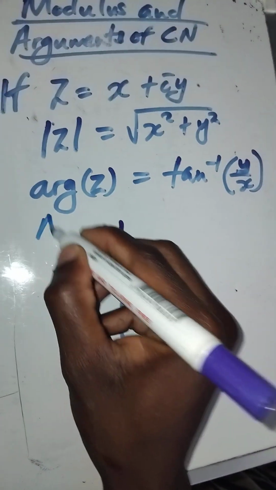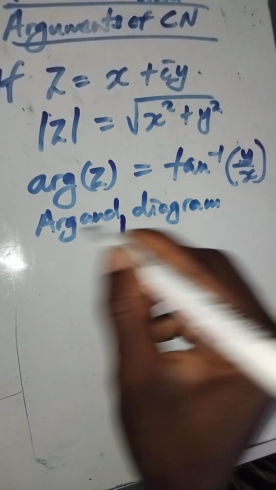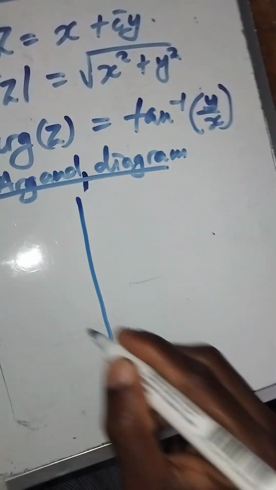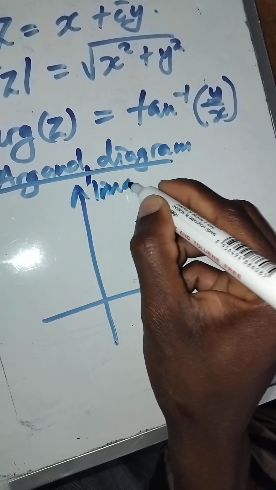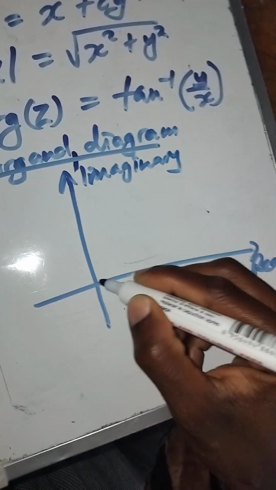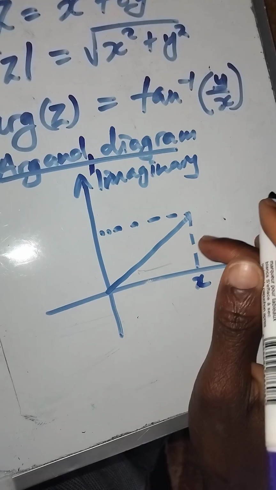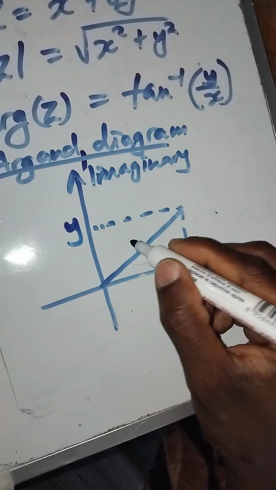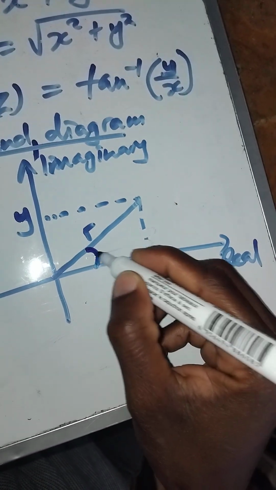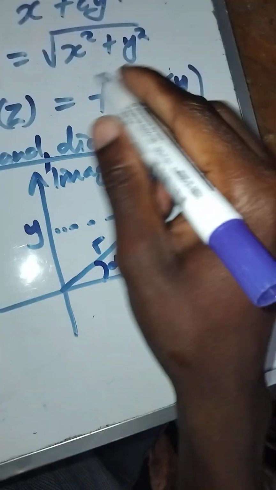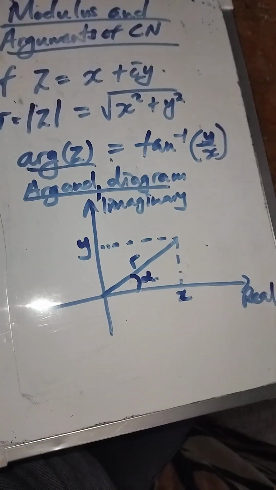So this is the Argand diagram. The x-axis is the real part, and the y-axis is the imaginary part. This is x, this is y. Here is r, the modulus, and the angle is the argument. This is the introduction to modulus and argument and the Argand diagram.